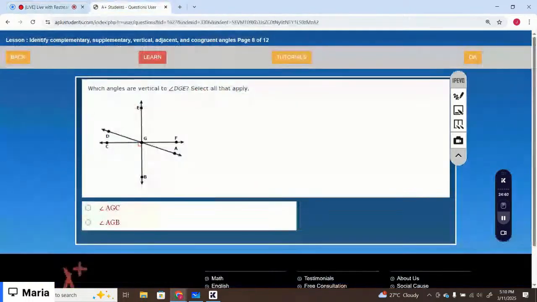Which angle is vertical to angle DGE? That is AGB. Option number 2 is the correct option. Okay, you can complete the lesson by yourself later today. Let me just move on to the next lesson.